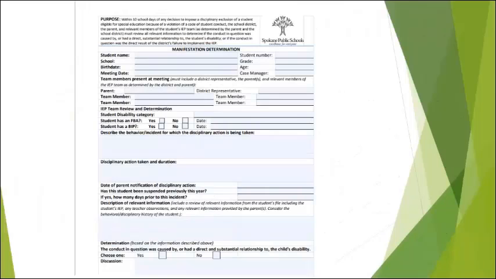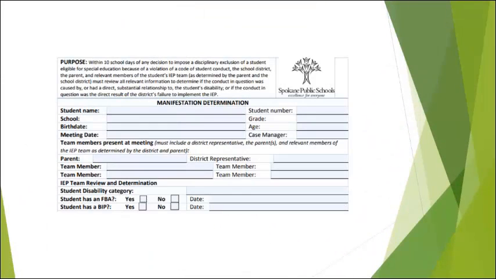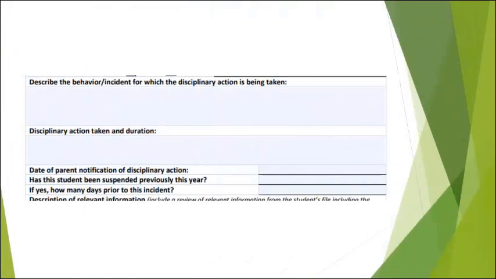The manifestation determination paperwork should be filled out collaboratively as an IEP team. The demographic portion of the paperwork could be completed prior to the IEP meeting to assist in time management. Information entered in this section should align with the information in PowerSchool. The information entered in the Describe the Behavior Incident, which the disciplinary action is being taken, and the disciplinary action and duration portion should align with the information generated from the suspension expulsion letter in PowerSchool.